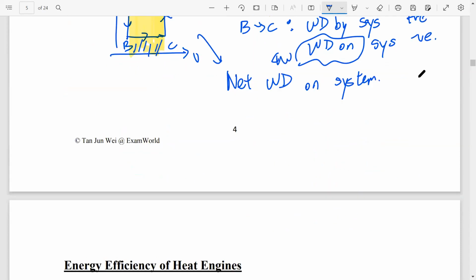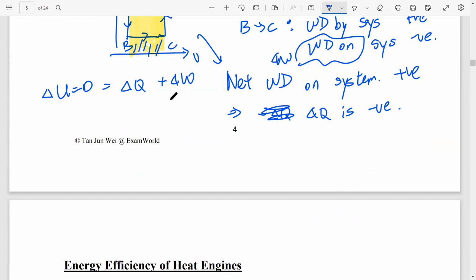Net work done on system being positive, right, means that we have negative delta Q. Okay, delta Q must be negative. Reason being, again, delta U equals zero for a cycle, and this is equal to delta Q plus delta W. And this one is established to be positive, so this one must be negative. Negative means there's heat taken away from the system, heat lost to the surroundings. There's positive work done to take heat away. So heat taken away, this is a system used for aircon or fridge. Yeah, of course, the aircon is going to be more complicated than this, and our fridge as well, but this is just a simplified example.